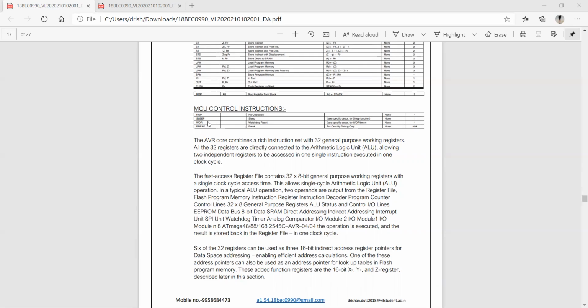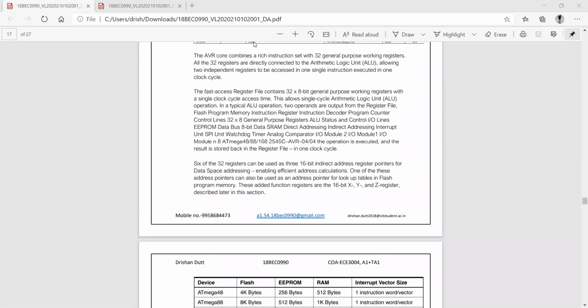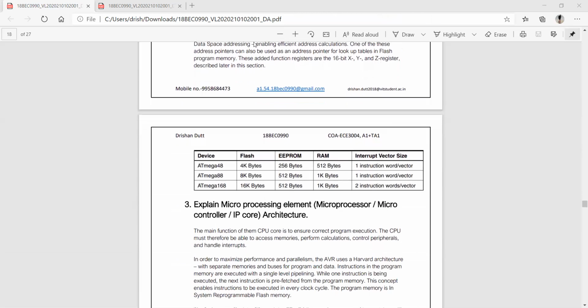In a typical ALU operation, two operands are output from the register file. Related blocks include flash program memory, instruction register, instruction decoder, program counter, general purpose registers, ALU, status and control, input output lines, EEPROM, SRAM, direct addressing mode, and so on. Six of the registers can be used as three 16-bit indirect register pointers for data addressing, enabling efficient address calculations. One of these address pointers can also be used as an address pointer for lookup tables in flash program memory. These added function registers are the 16-bit X, Y, and Z registers, described in a later section.